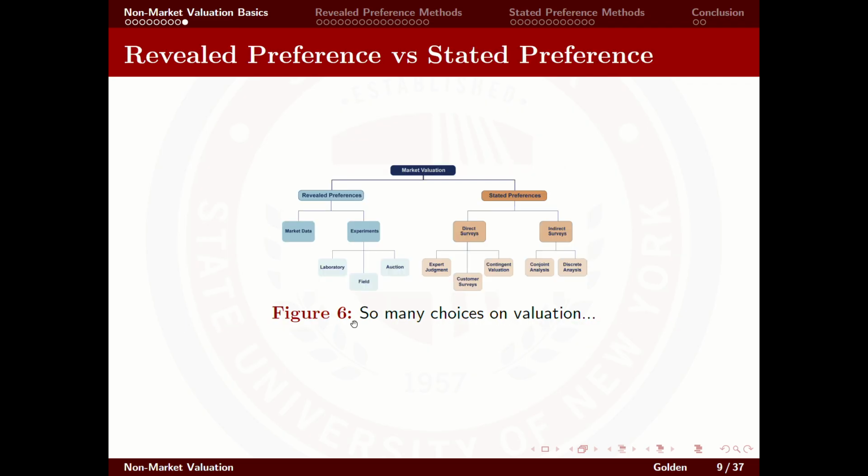And then finally, revealed preferences versus stated preferences. You have market valuation at the top, and you have revealed preferences, which focus on either market data or experiments, where you're trying to get at what the actual market is saying. Then you have stated preferences, which is direct surveys, indirect surveys. You're asking people how much they value things. So that was a very quick introduction to non-market valuation.